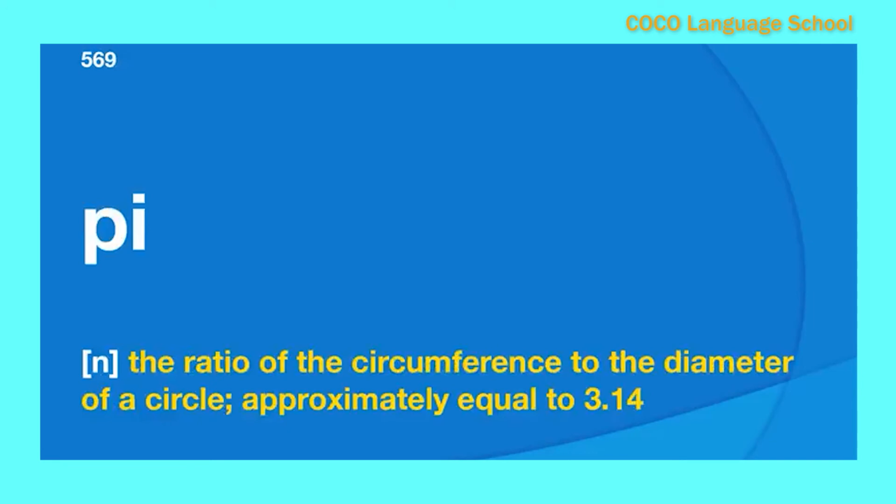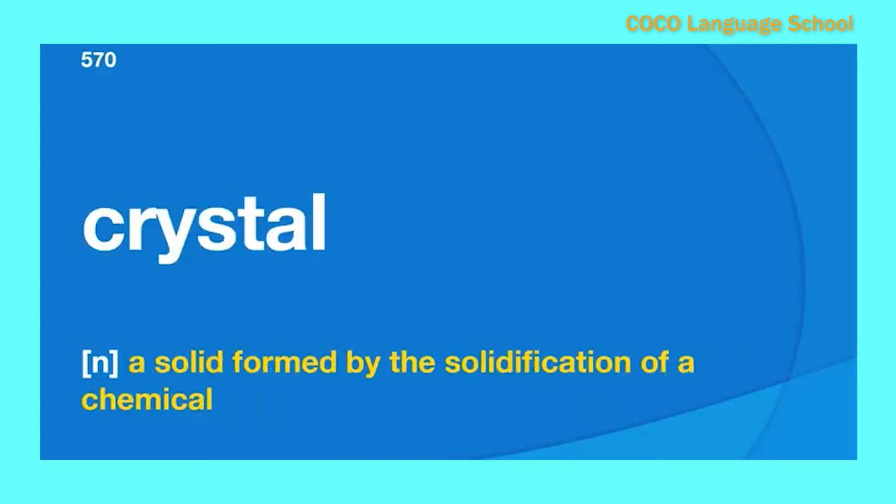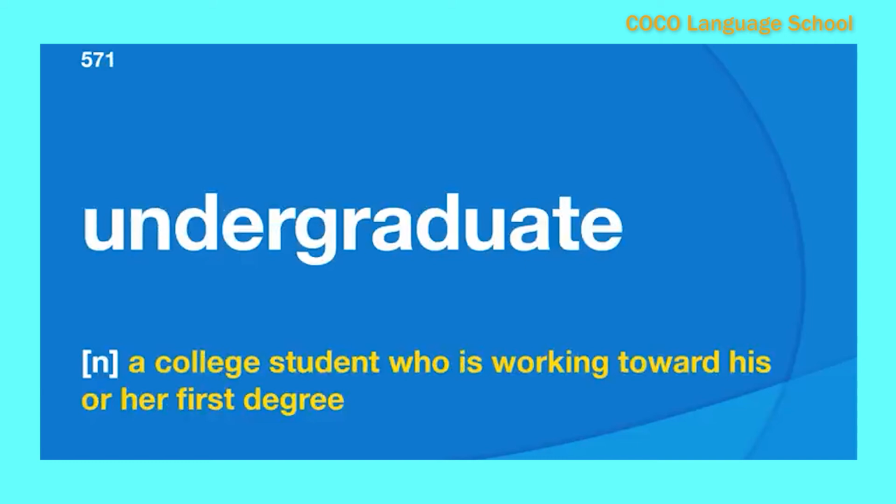The ratio of the circumference to the diameter of a circle approximately equal to 3.14. Pi. A solid formed by the solidification of a chemical. Crystal. A college student who is working toward his or her first degree. Undergraduate.